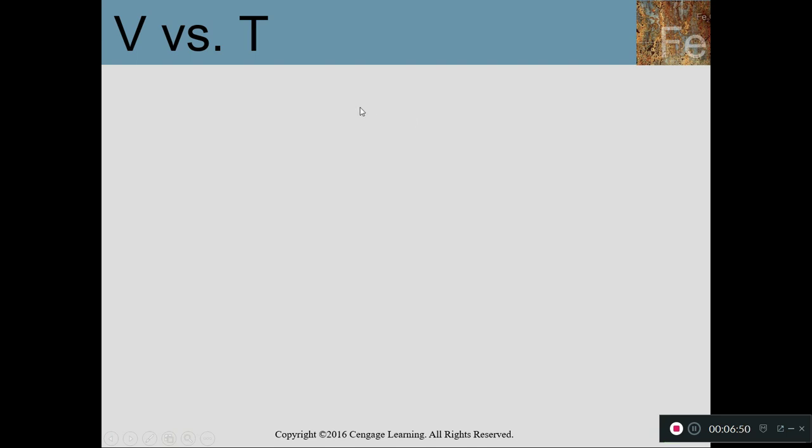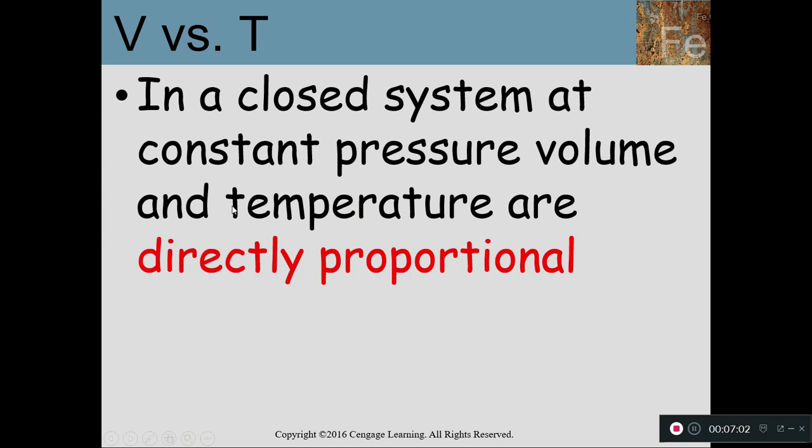What happens to the size of that balloon? Well, hopefully, if you've ever done this, you realize, oddly enough, the balloon actually shrinks. So as the temperature goes down, the volume goes down. What that means is, in this situation, the two variables are directly proportional. As one goes down, the other one goes down. As one goes up, the other one goes up.